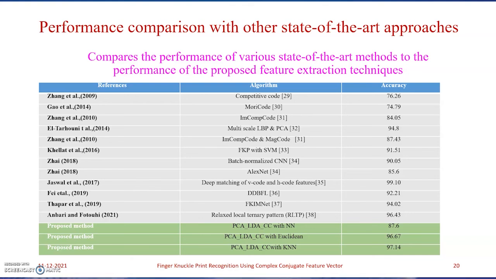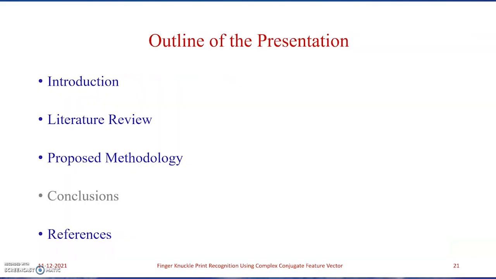Here the PCA-LDA with KNN achieves a classification accuracy of 97%, which is higher than the 86 and 96 achieved by the neural network and Euclidean classifiers respectively. But almost all the proposed methods with KNN have scored high accuracy among the other state-of-the-art methods.